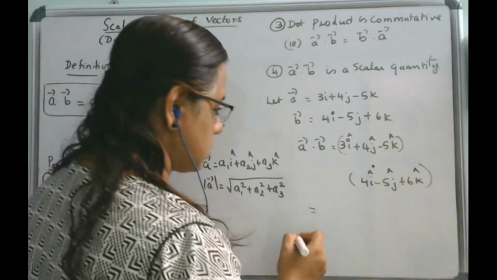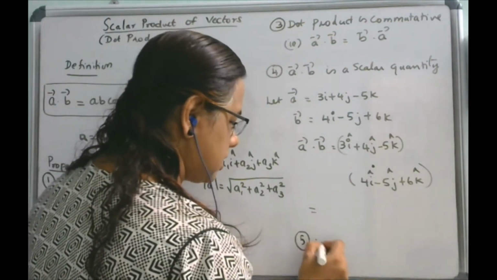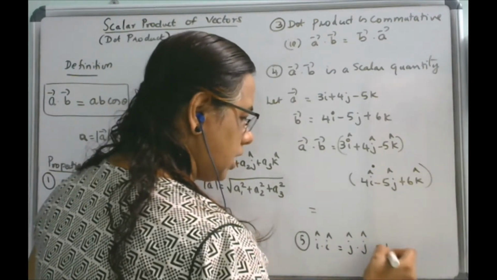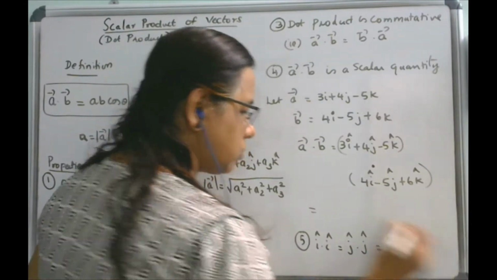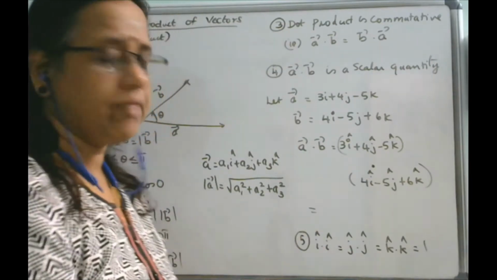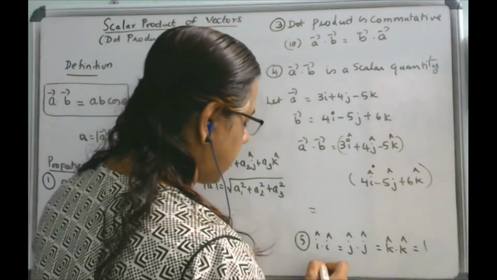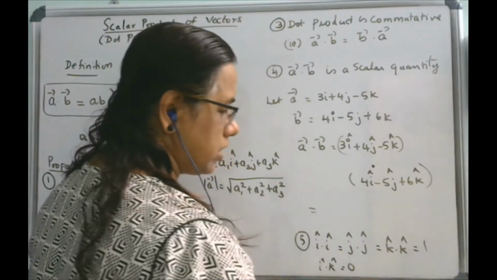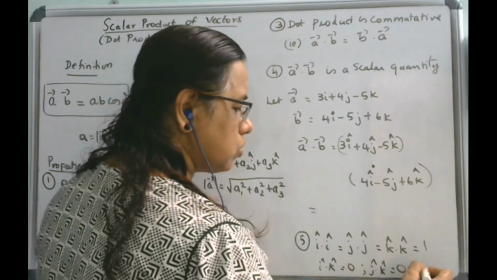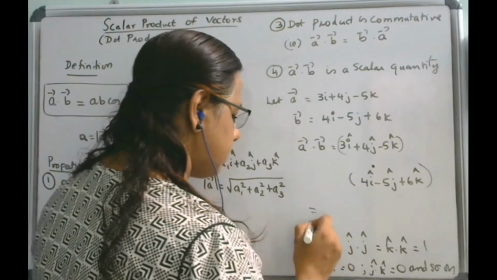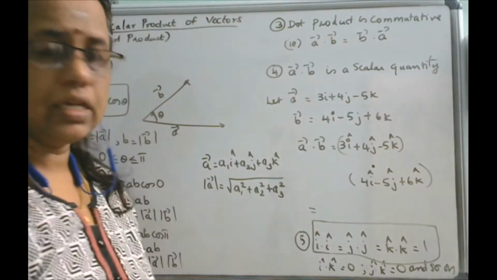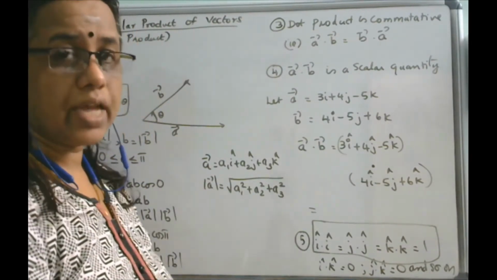Regarding the unit vectors, that is also a property which you have to learn. It is i dot i equal to j dot j equal to k dot k is equal to 1. These values are equal to 1. Other than this, any unit vector taken, for example, if you take i dot k, the value will be equal to 0. Or if you take j dot k, the value will be equal to 0, and so on. So which values will remain as 1? Only the dot product taken with the same vector. That is i dot i equal to j dot j equal to k dot k equal to 1.